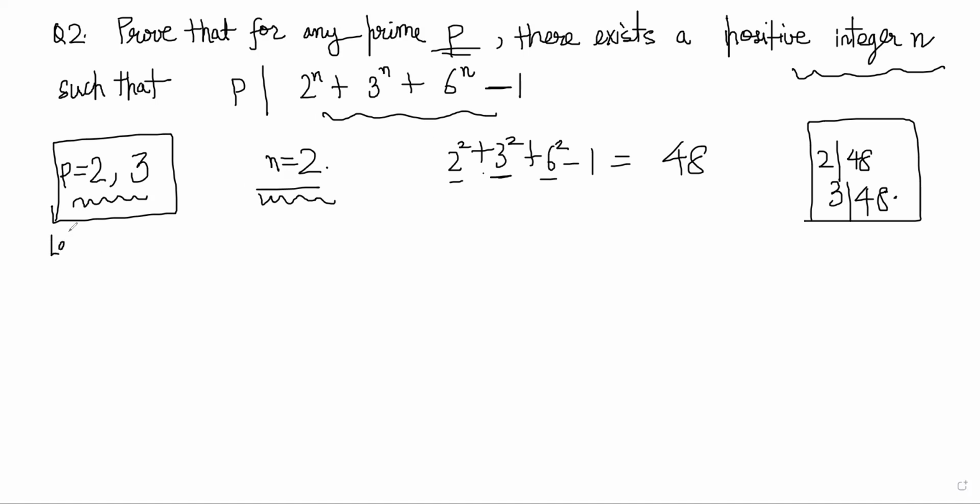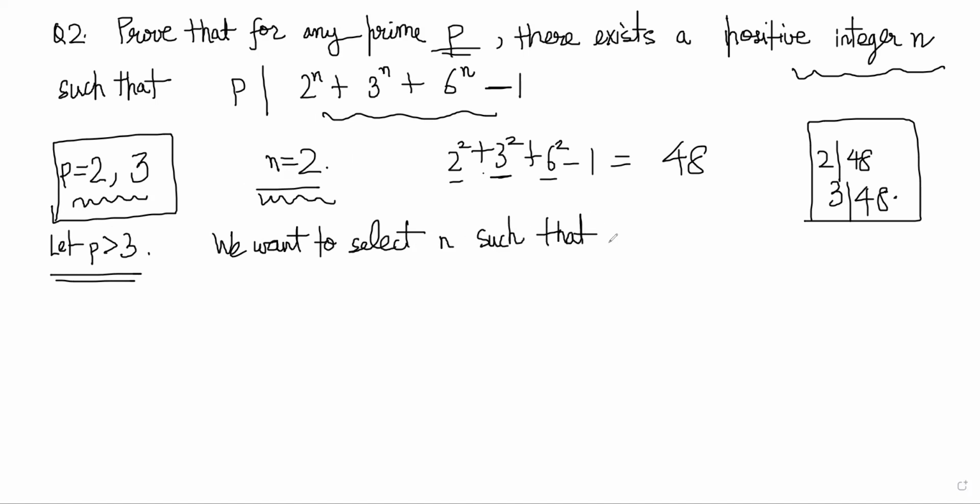Now let p be greater than 3. Now we'll think in general for primes larger than 3. We want to select n such that we can simplify 2 power n, 3 power n and 6 power n in a nice way. Only then will we be able to say something about their divisibility, right?